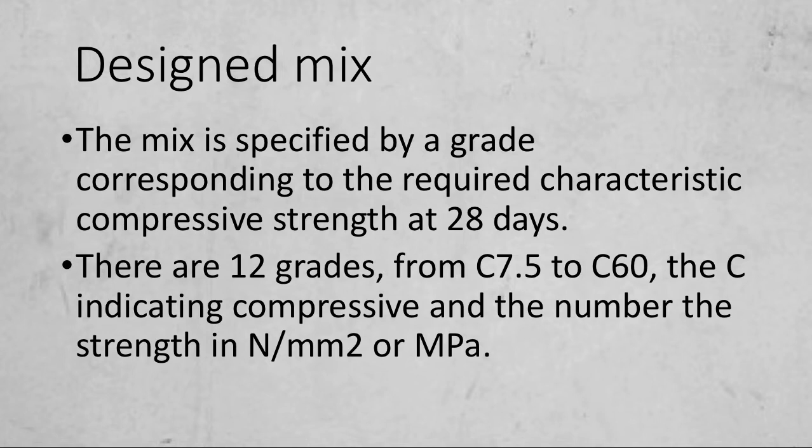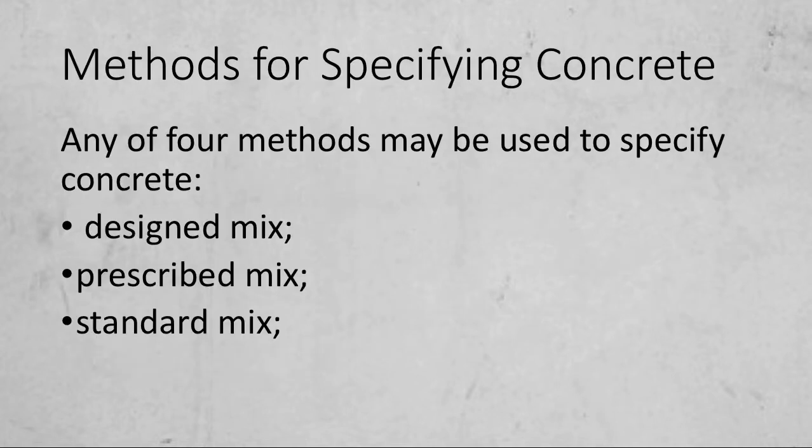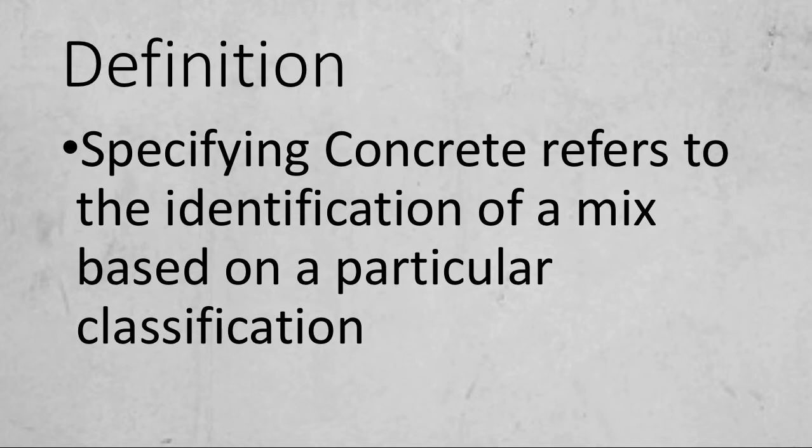As I stated in the previous lesson, the mm2 should be millimeter square, but because of the editing, you couldn't get that. Or megapascals. So you see that this is a particular specified way to identify the concrete. It is identified based on its compressive strength. Just going back a bit, how do you specify? By identifying the mix based on a classification. This is by strength classification, right?